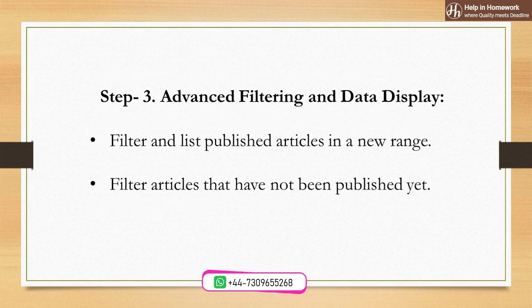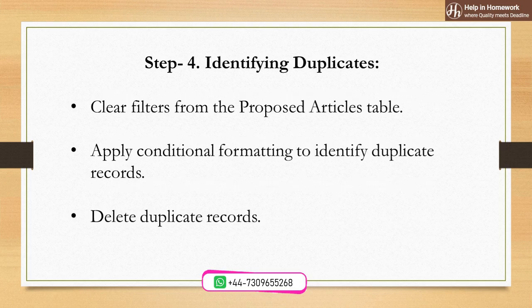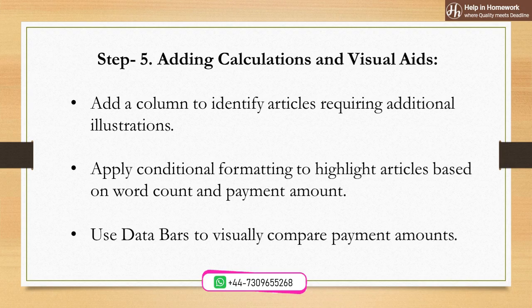Step 3. Advanced filtering and data display. Filter and list published articles in a new range. Filter articles that have not been published yet. Step 4. Identifying duplicates. Clear filters from the proposed articles table. Apply conditional formatting to identify duplicate records. Delete duplicate records.